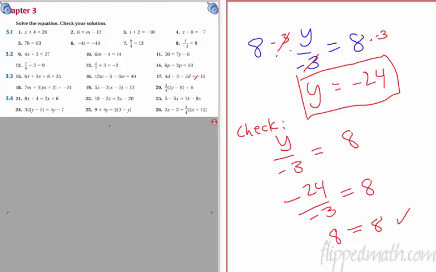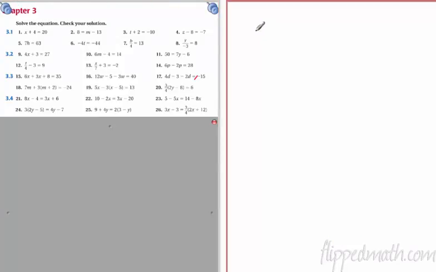section 3.2. Ta-da! All right, so a good problem from section 3.2 is probably going to be number 13 here. So let's look at that. So 13 looks like x over 7 plus 3 equals negative 2. All right, so remember I taught you a little shortcut here. So pretend you're subbing in a value for x and you're going to evaluate this half of the equation.